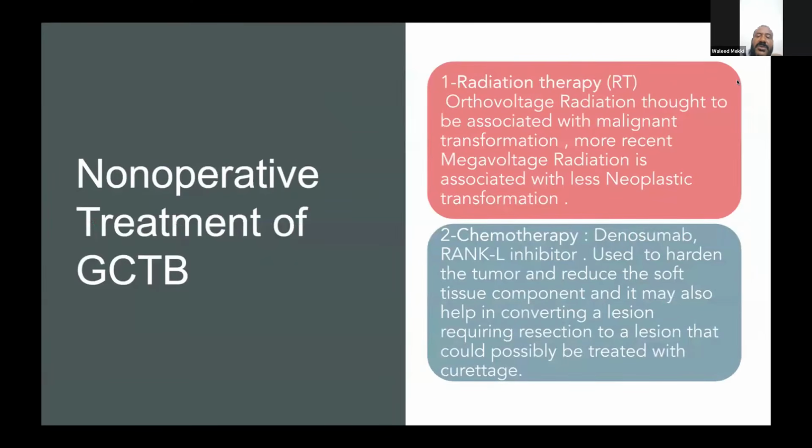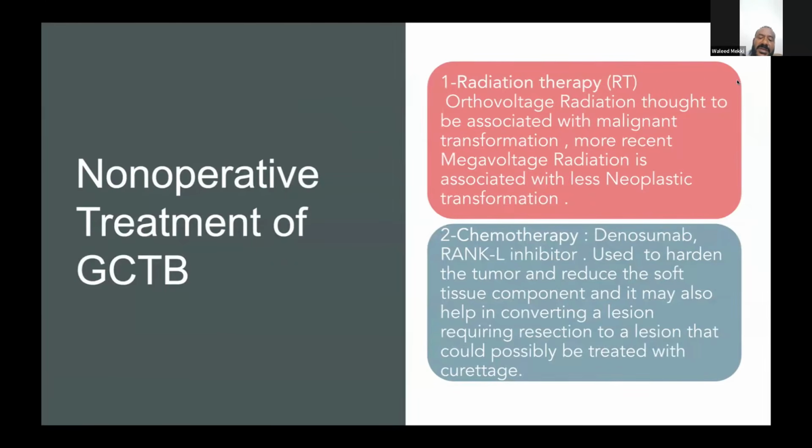So what is the treatment? Usually we have two lines. The non-operative treatment line consists mainly of radiotherapy or chemotherapy. I think radiotherapy is not used as much as before. In radiotherapy itself, there was orthovoltage radiation, which was associated with malignant transformation, and now we have megavoltage radiation, associated with less neoplastic transformation.